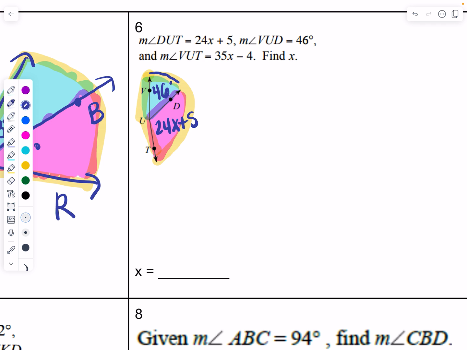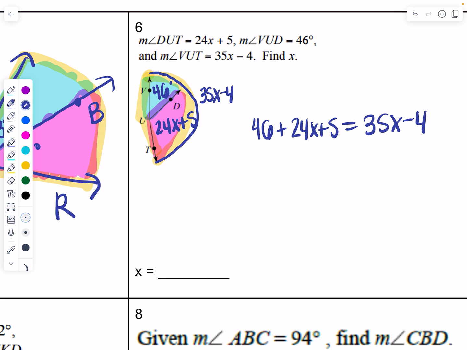So how I do that is I just go ahead and draw to show myself this whole thing is 35x minus 4. And so we're going to go ahead and create an equation. So 46 plus 24x plus 5 adds up to the whole thing, which is 35x minus 4. And so I'm going to color code that. Here's my blue piece, and here's my pink piece. That adds up to the whole thing, which is in yellow.